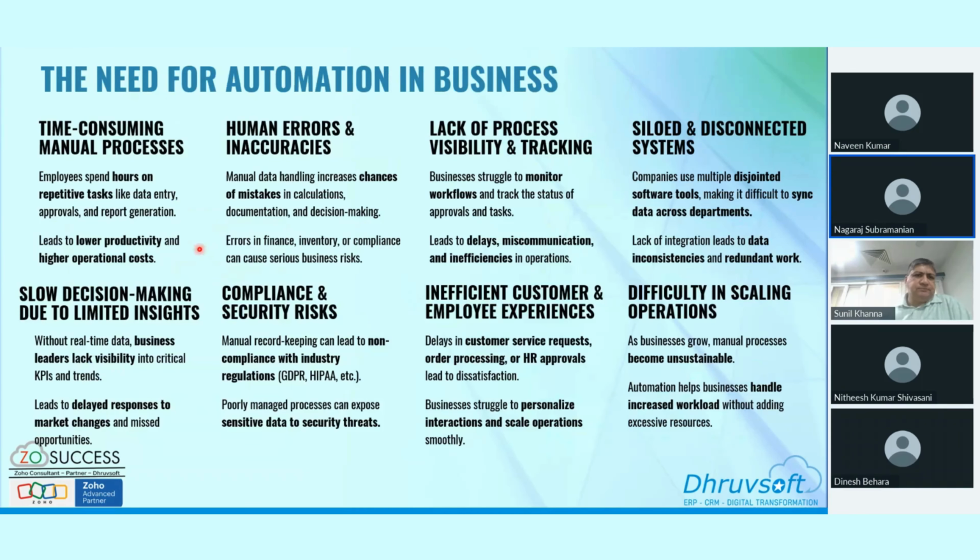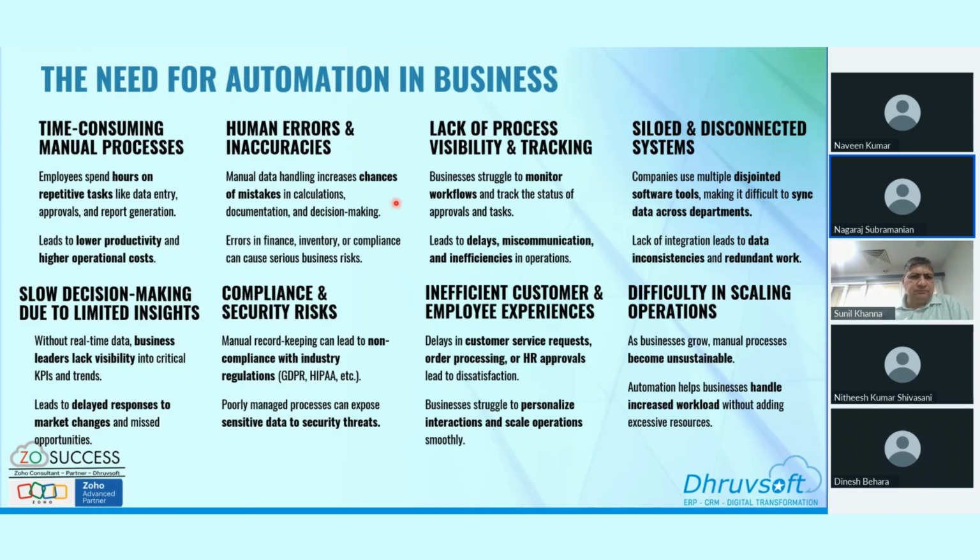Yeah. So next, the need for automation in business. Basically here, there are 8 outlined reasons why we actually require automation in business. For each of them, we can go and see what the cause is and what is affecting each of them. First, we have time-consuming and manual processes. If you are in an organization, the employees spend hours on repetitive tasks, and they do a lot of data entry work manually, and it takes time for approvals and report generation. Due to that, there is lower productivity and higher operational cost. These are the time-consuming levels.